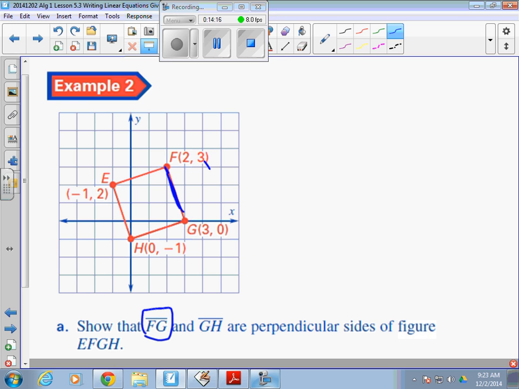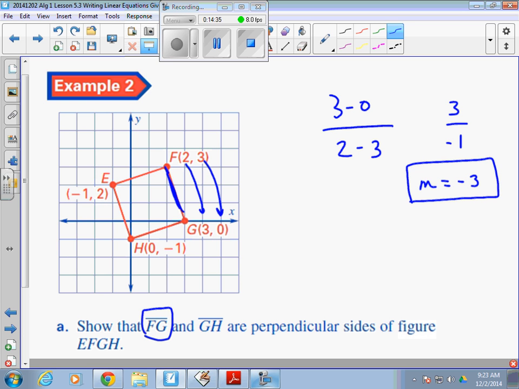So 3 minus 0 over 2 minus 3. 3 minus 0 is 3. 2 minus 3 is -1. So the slope of FG is -3. We know that if they're perpendicular lines, they're going to be negative reciprocals of each other. So in order for them to be perpendicular, the slope of GH has to be 1/3. So let's check the slope of GH, this one here.